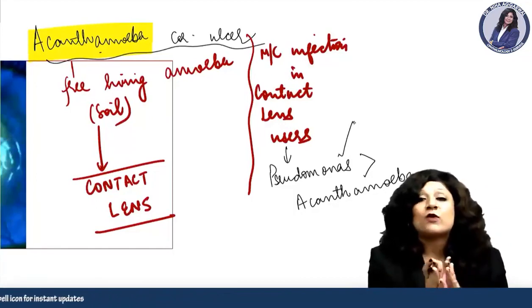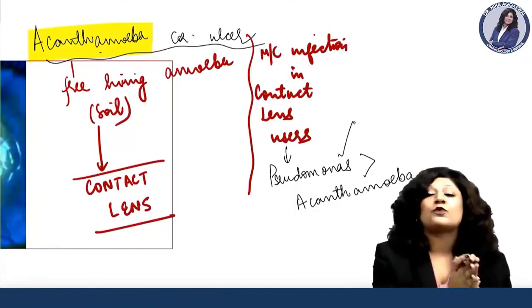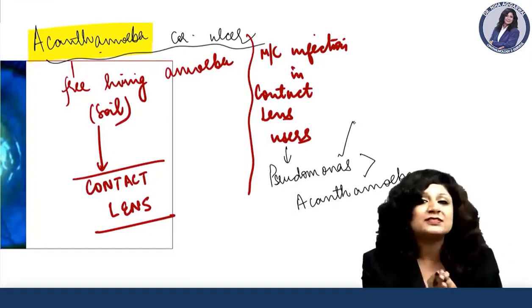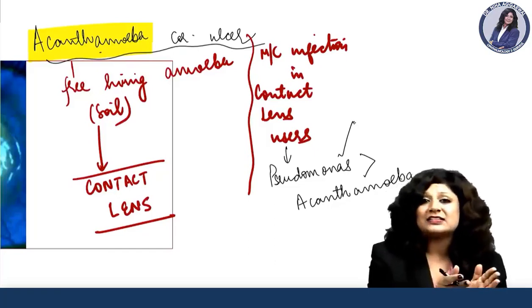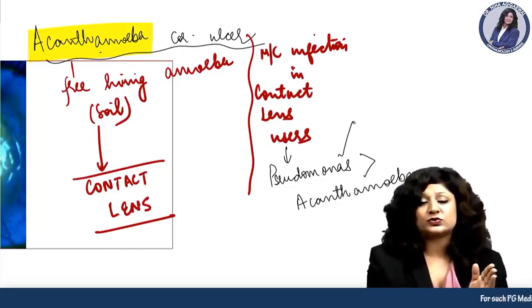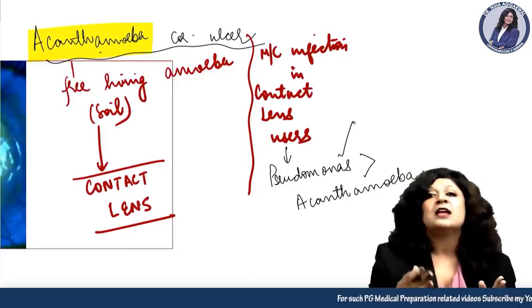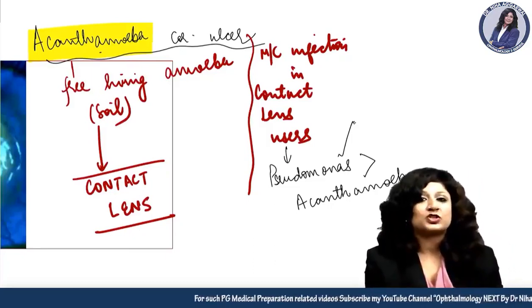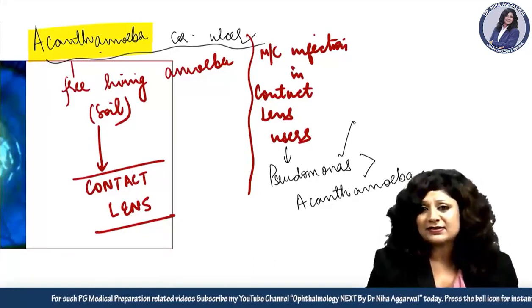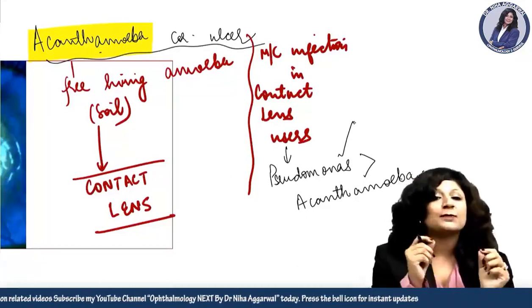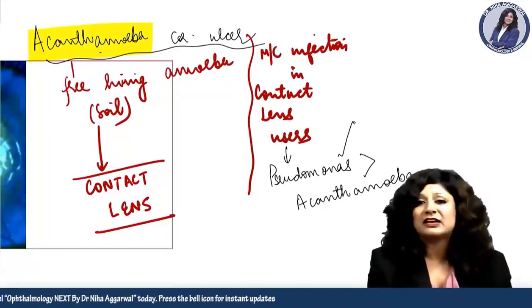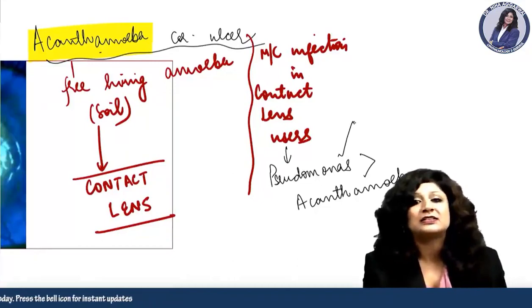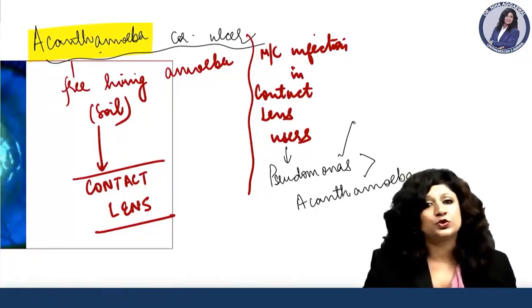But if I ask what is the most common risk factor for corneal ulcer in cases of acanthamoeba, then the answer is the use of contact lenses. That is the most common way by which a person gets infection in acanthamoeba keratitis. But per se, the most common infection occurring in contact lens users is actually Pseudomonas.